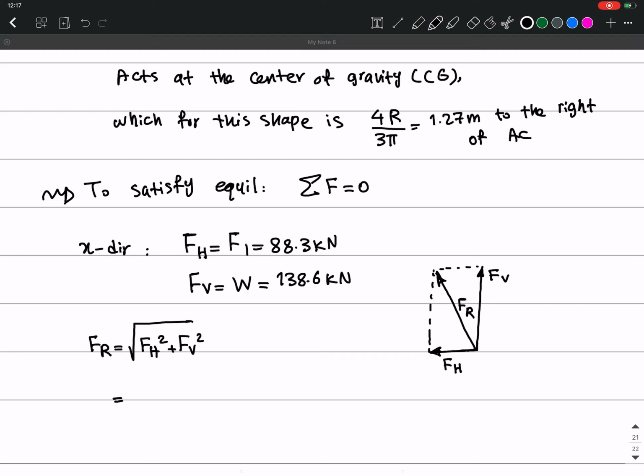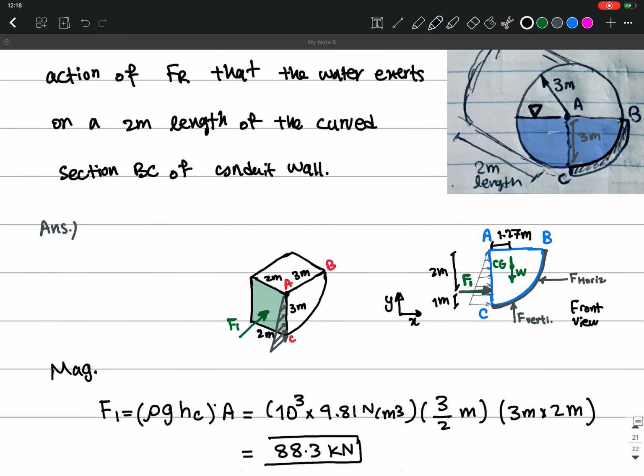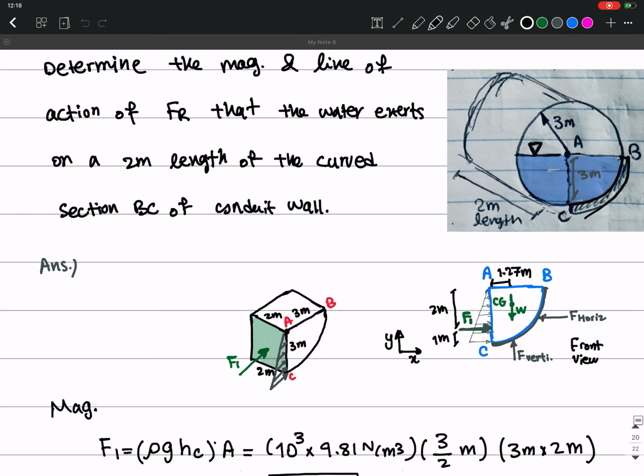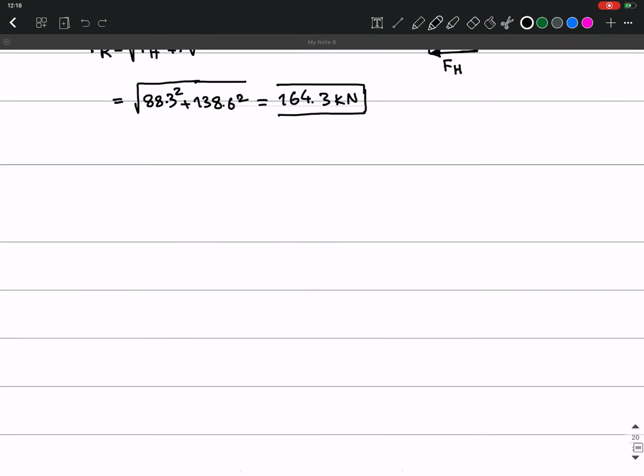So it's going to be the square root of 88.3 kilonewton squared plus 138.6 squared, and the square root of that is going to be 164.3 kilonewton. So this is the magnitude of the resultant force that is exerted by the fluid on this section BC. And now let's find the location.